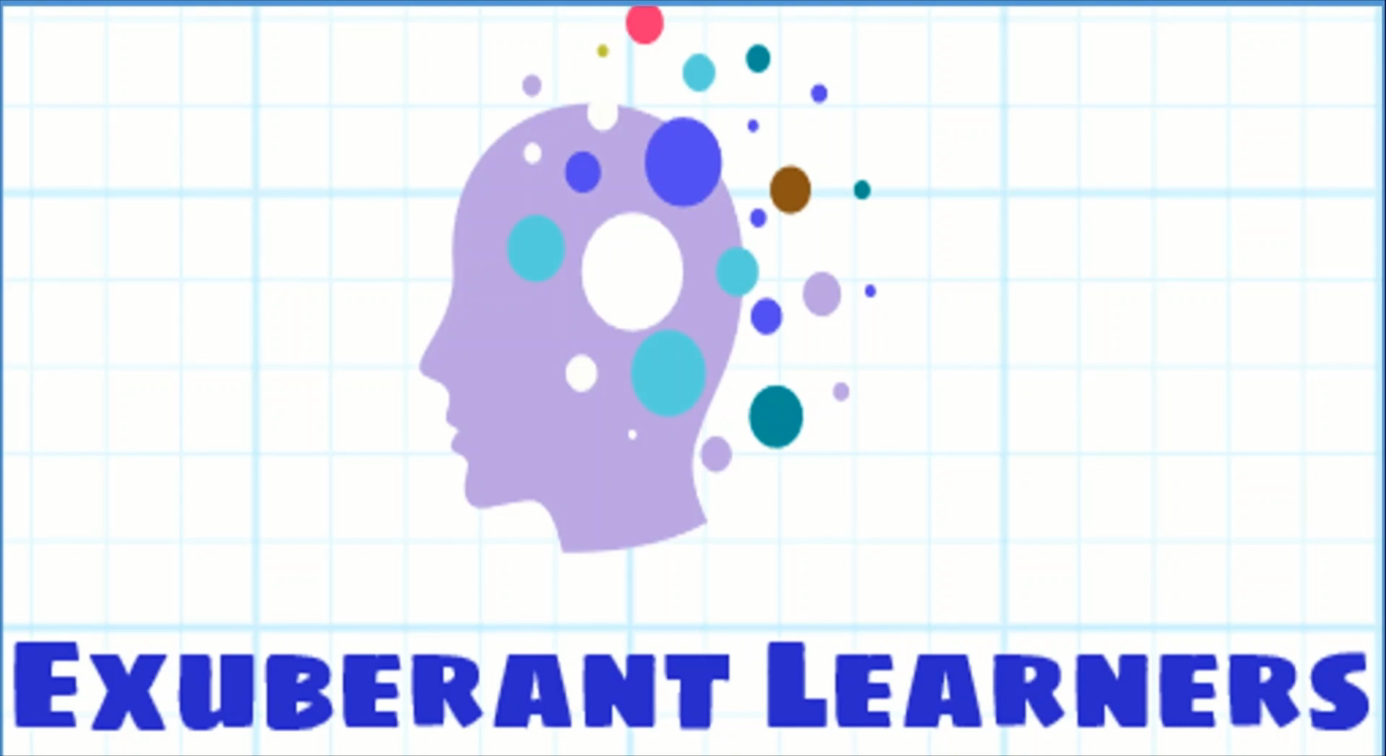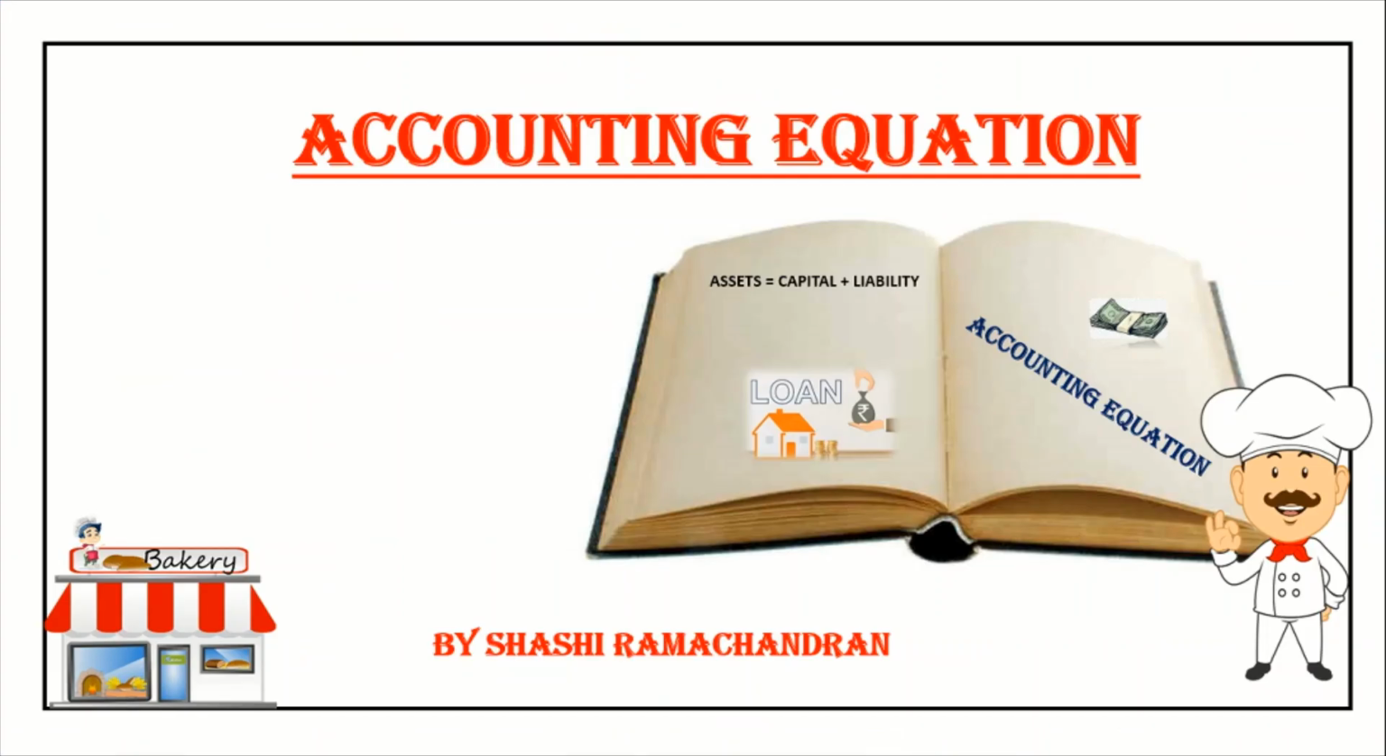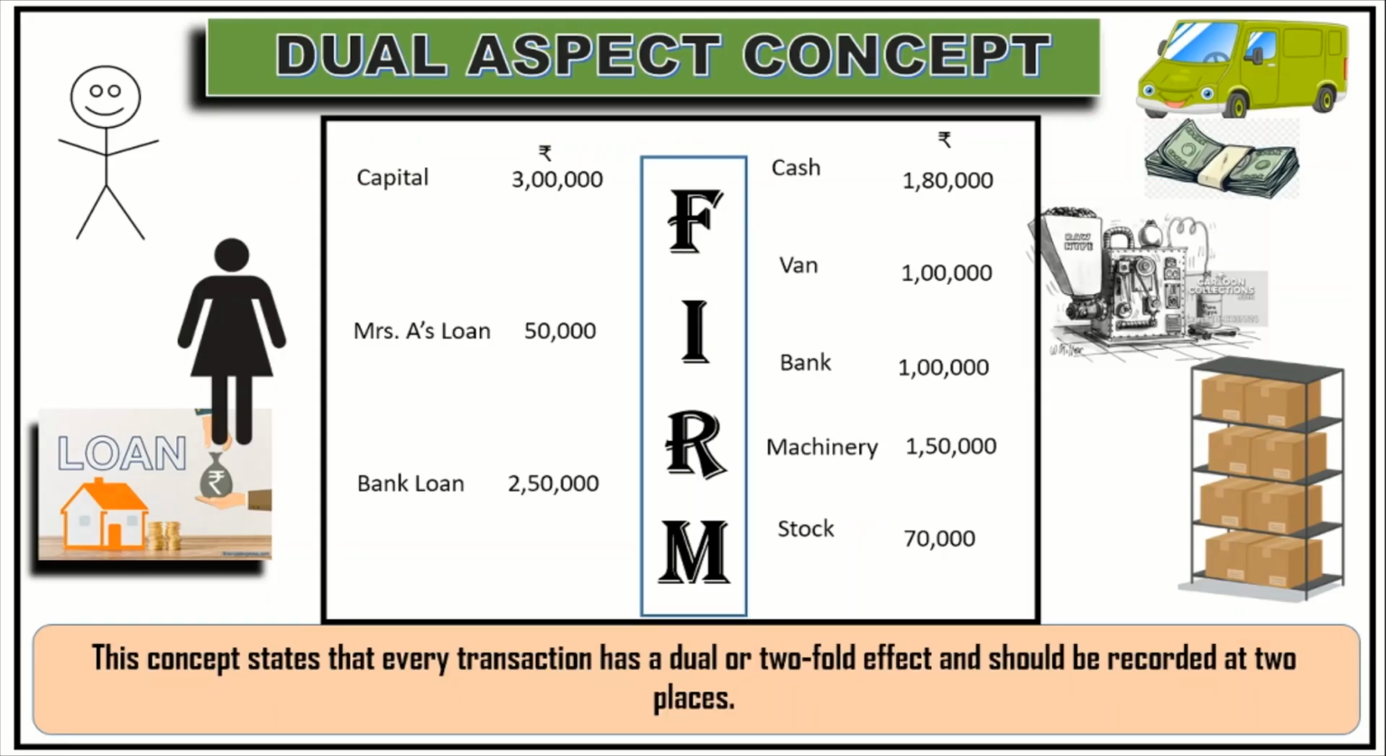So now you are well aware of concepts of accounting. So in this video, I will explain to you the concept accounting equation. We already learnt about dual aspect concept, which assumes that every transaction has two aspects and both the aspects are to be recorded. To learn more about this, you can watch my previous video and the link is given in the description box.